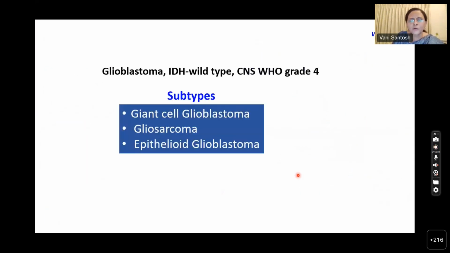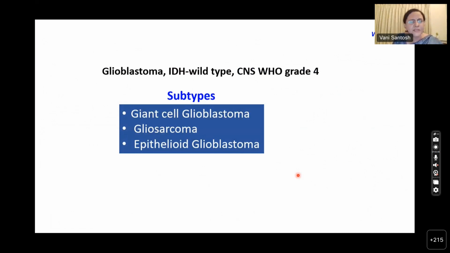So I won't go into the prognostic marker, but I will just go into the subtypes of glioblastoma. Now, Sauvik, you will be very interested. There are 3 subtypes of glioblastoma. Earlier, we used to call them variants, histological variants, but now they are called subtypes. One is giant cell glioblastoma, the other is gliosarcoma, and epithelioid glioblastoma.